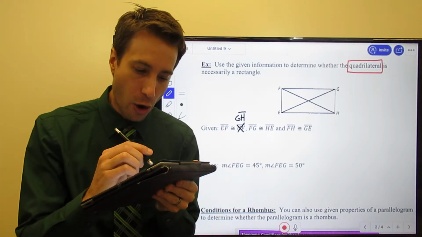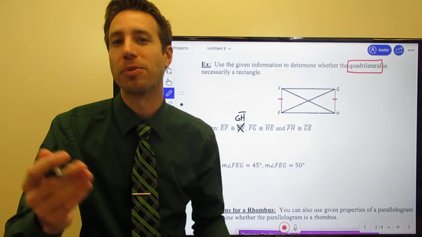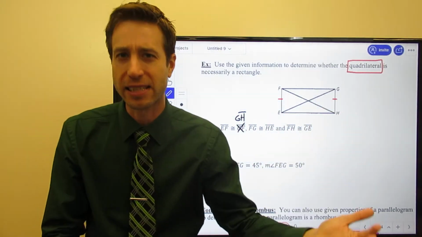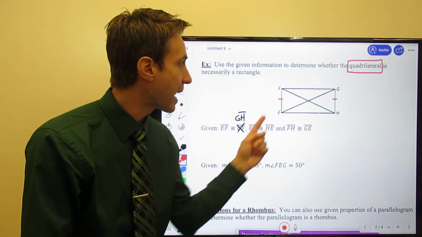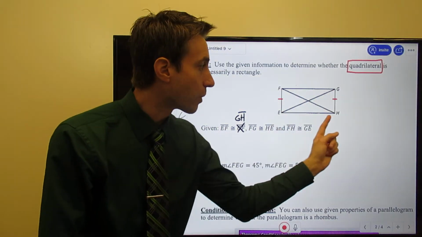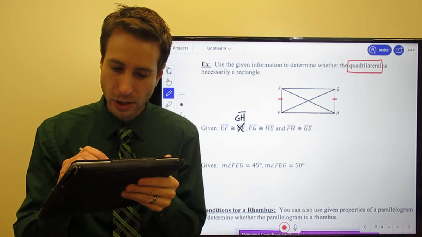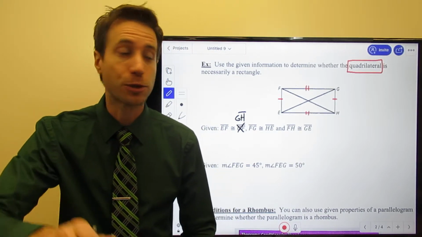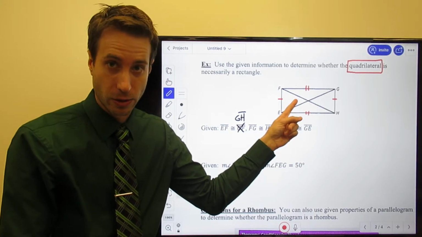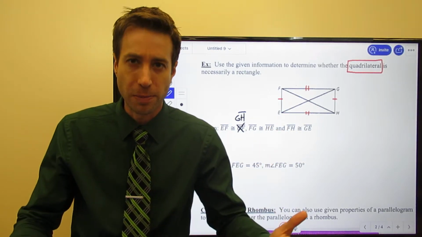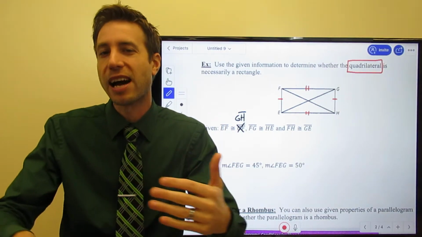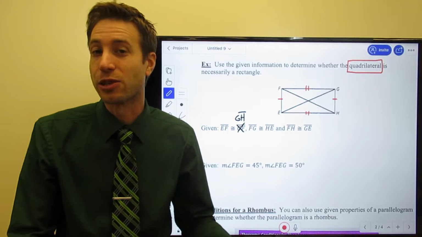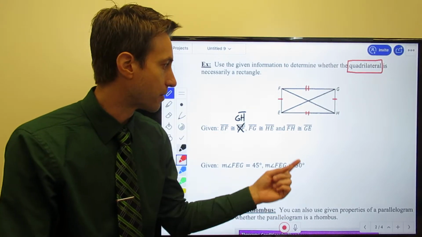So what we've got now, we have opposite sides that are congruent. Side EF is congruent to side GH. Well, yeah, it's a parallelogram. I then tell you that FG and HE, opposite sides, are congruent. Okay, so that's all stuff that we know. Great. None of that helps me show that this is a rectangle, right? Those are just properties of parallelograms. Opposite sides are congruent and parallel, but that doesn't necessarily mean it's a rectangle.